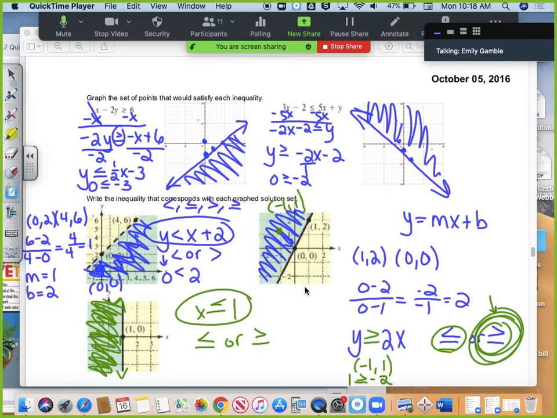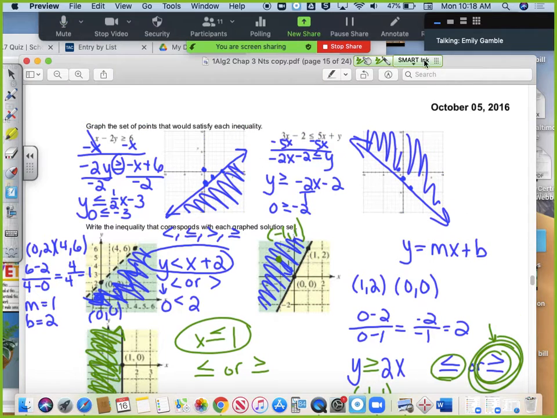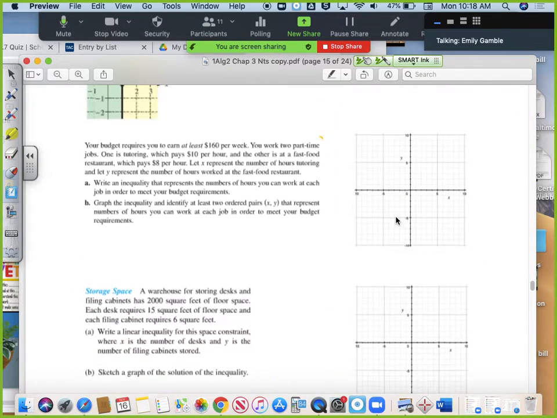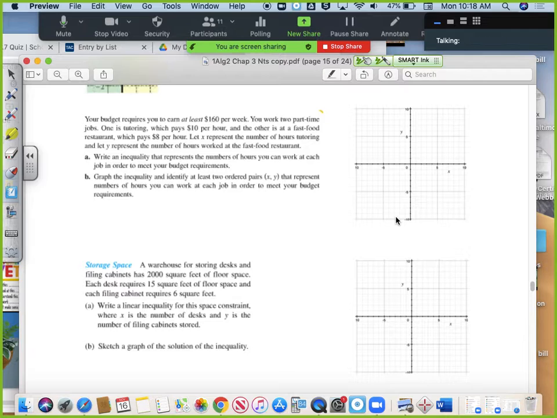Okay, and then the very last thing we're going to do is a word problem. So if I scroll down to the last 2 problems here, we have 2 word problems that I know might not be your favorite thing, but here we go. Your budget requires you to earn at least $160 per week. You work 2 part-time jobs. One is tutoring, which pays $10 per hour. The other is at a fast food restaurant, which pays $8 per hour.